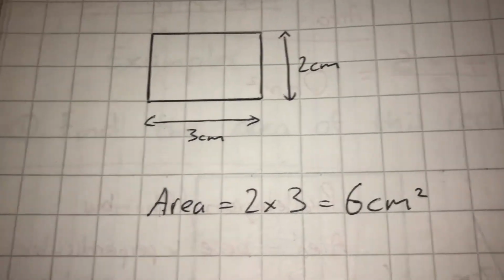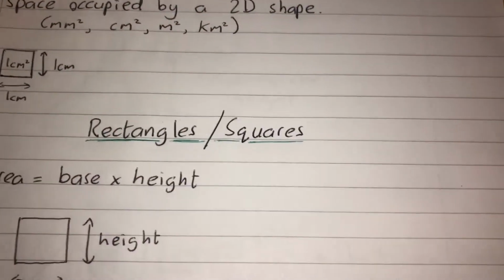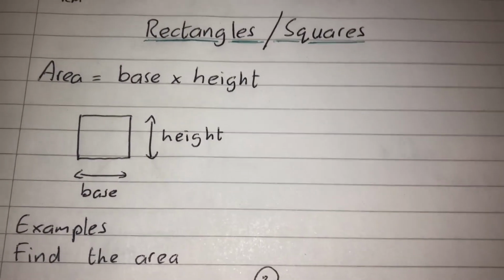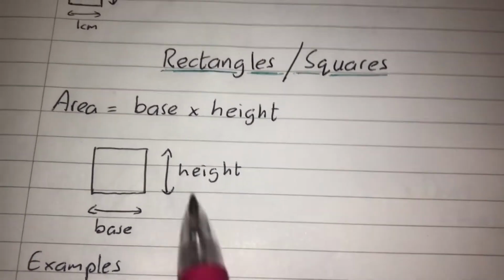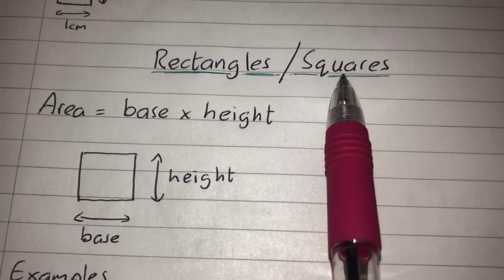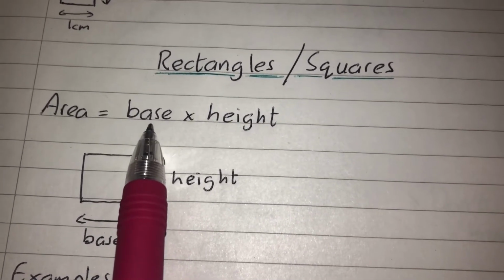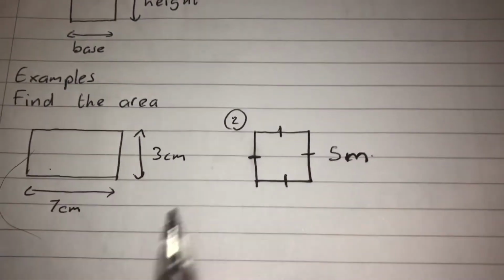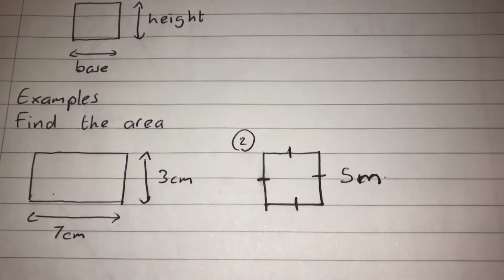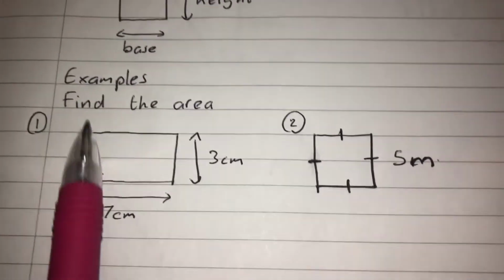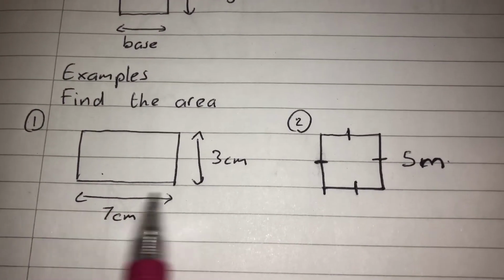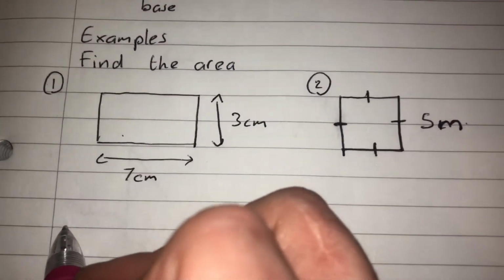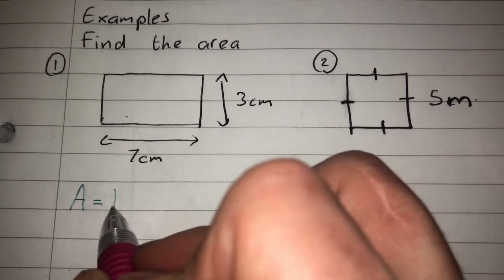But what you're more commonly going to be asked in your GCSE is shapes where the diagrams aren't actually drawn to scale. Okay, so when we look at rectangles or indeed squares, the area is simply found by multiplying the base times the height. So if we look at two examples where we're dealing with shapes that aren't actually drawn to scale, we have here, find the area of this rectangle. So we have a base of 7 centimeters times a height of 3 centimeters. So if I was setting my working out, it would just be A equals B times H.